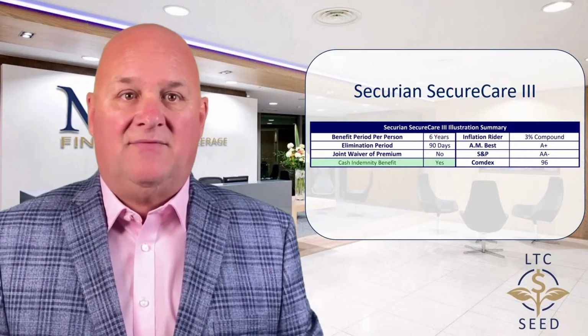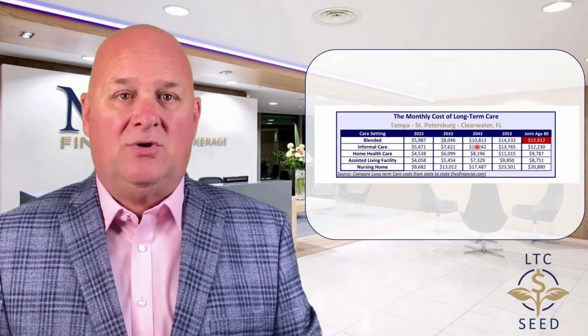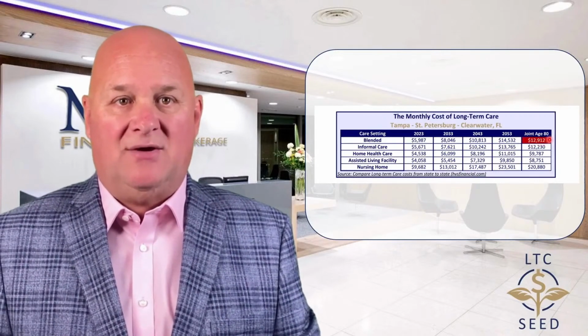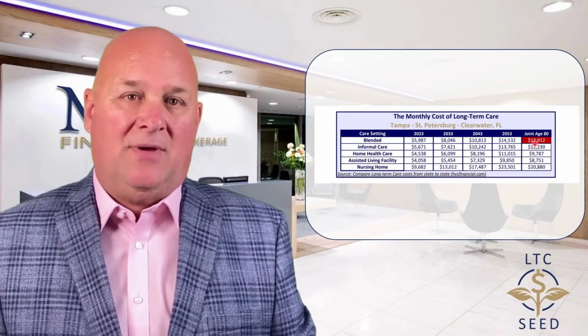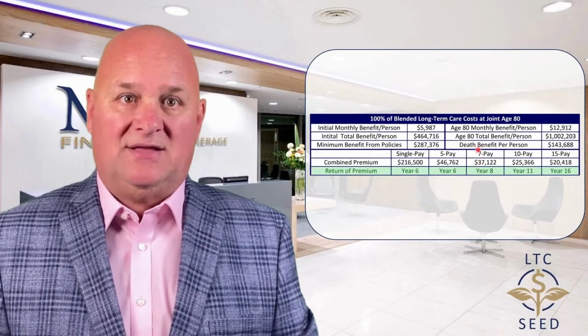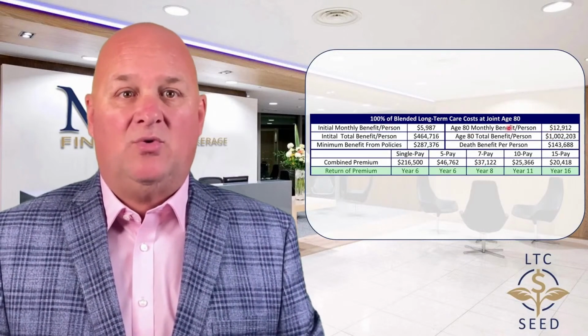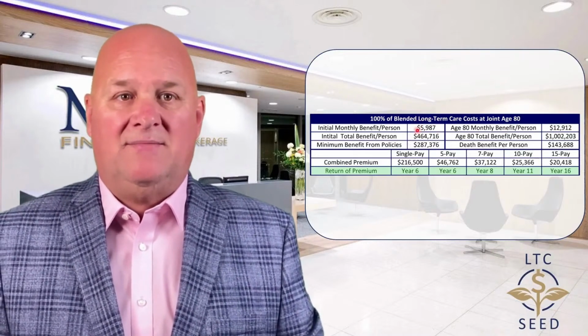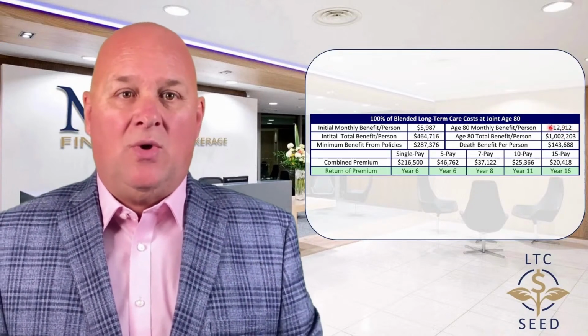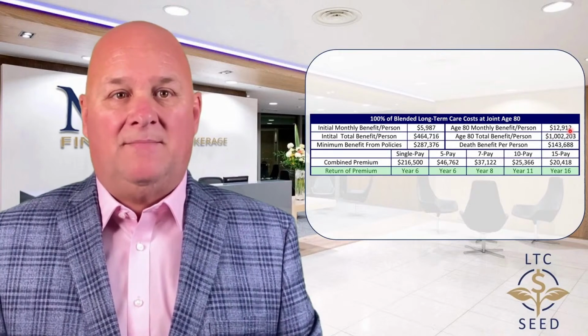Now, I'm going to go back to the first page and show them this monthly long-term care because we have to tie it together. And right now it's $5,987 a month. At my age 80, that's going to be $12,912 a month. So now I'll flip back to the Securion page and I'll move down to the bottom of the page here. And what this says, let me zoom in on it, is it's 100% of that blended cost. So we're starting off at $5,987 a month because it's increasing at a rate of 3% compounded annually. At our age 80, that's $12,912 per month.